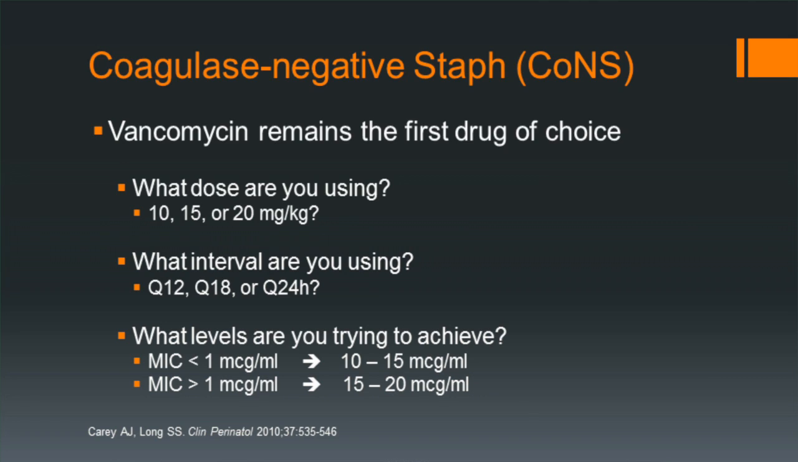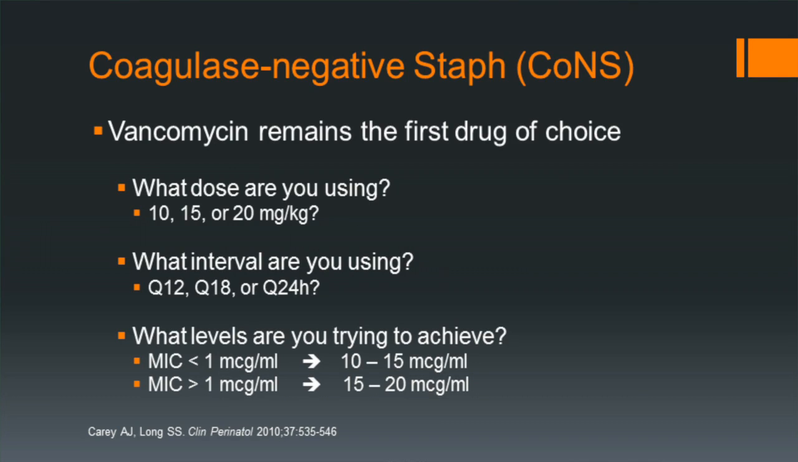What you have to ask yourself is what dose you're going to use. Historically, we started out with 10 milligrams per kilogram per dose. We've progressed that to 15, now to 20 milligrams per kilogram per dose, based on what we've learned about vancomycin over the years and how these pathogens are becoming a little more resistant.